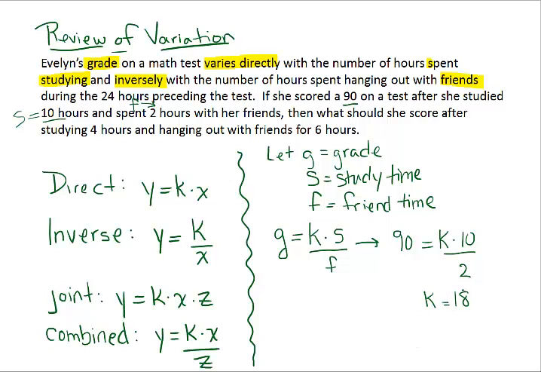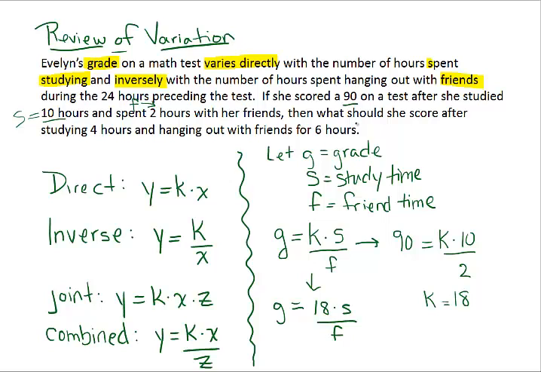Okay, now I'm going to replace this in order to get a specific equation. My specific equation is always going to be whatever I get when I replace k. So 18 times S divided by F. In this particular example, then, I'm able to get my specific equation as opposed to my general equation. Now, I want to apply that to answer a question.